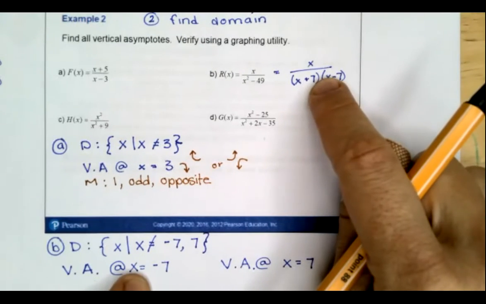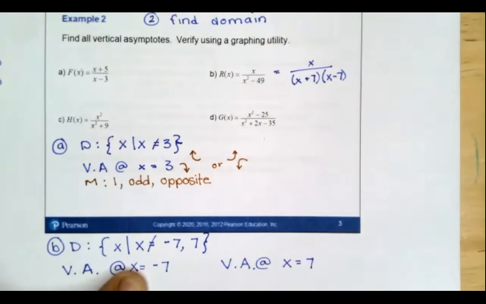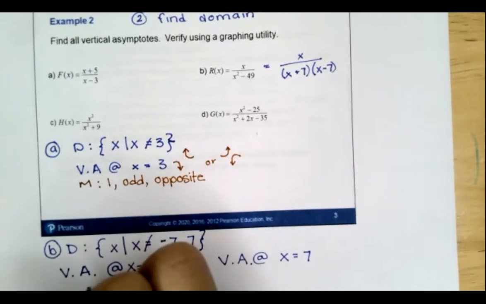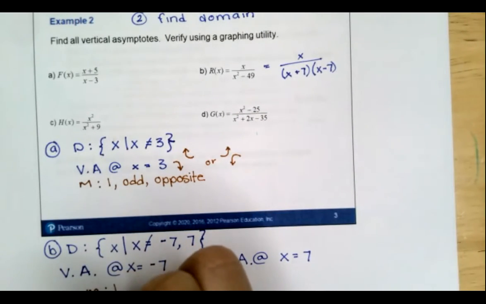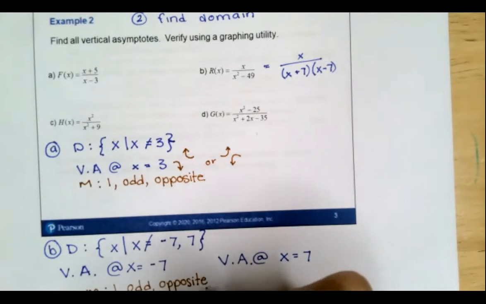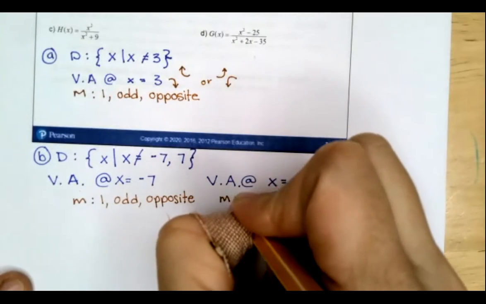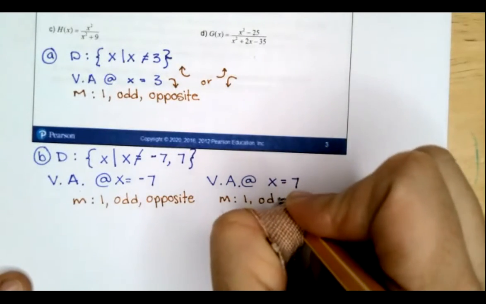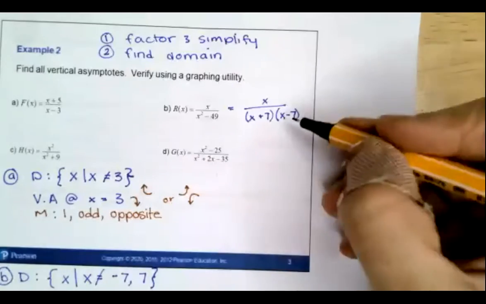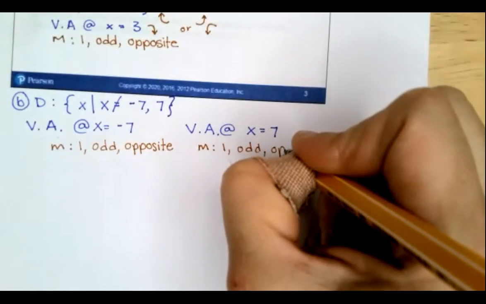x equals negative 7 is this one. What is the multiplicity of that one? They happen to be the same. Your multiplicity is 1, which is odd, which means it is approaching from opposite ends. Again, multiplicity of 1. This guy, out of frame, has a multiplicity of 1. It's odd, so it's again approaching from opposite ends.